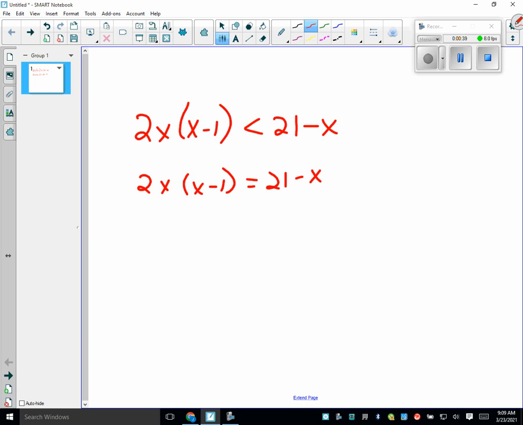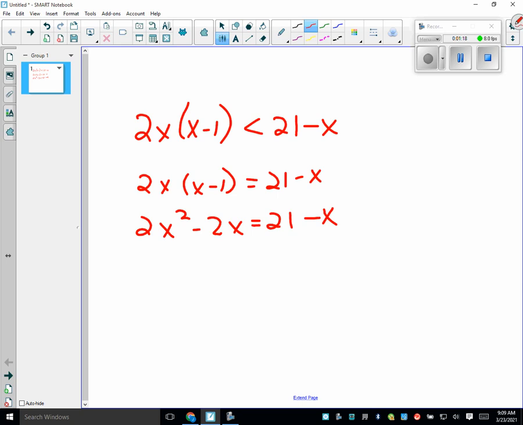Step 2, to solve for x. How would I solve for x? Can I first distribute? So I have 2x squared minus 2x equals 21 minus x. If it contains an x squared or bigger exponent, you need to get it equal to 0, so you can either factor it or use the polynomial solver.